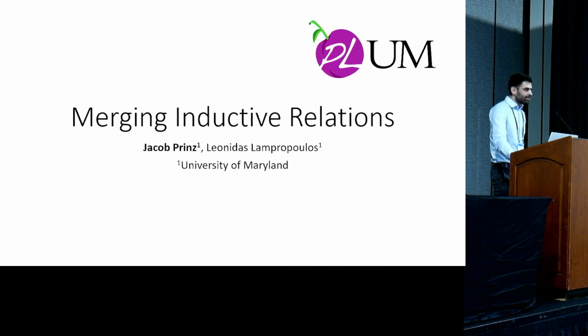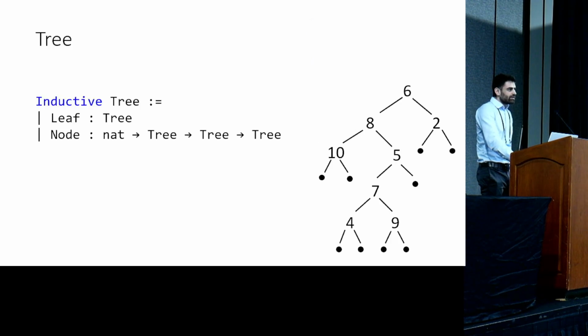I'm going to talk about merging inductive relations, and this is joint work with my advisor, Leo. So suppose that you're working in your favorite proof assistant with your favorite data type. For example, here I have an inductive definition of trees in Coq. I've got a leaf constructor depicted by the dots in the picture on the right, and a node constructor where each node has a natural number label and two children because they're binary trees.